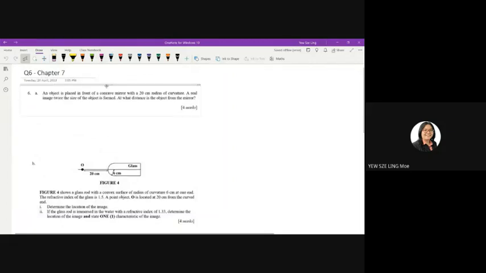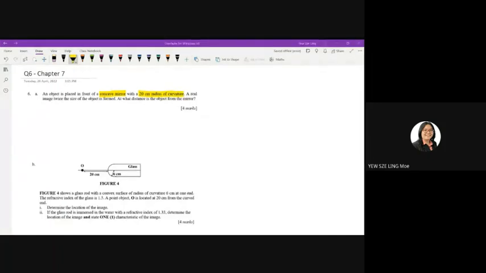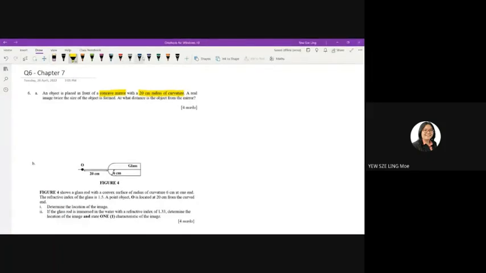Question 6a: an object is placed in front of a concave mirror. The first keyword given is concave mirror with a 20 cm radius of curvature. So this 20 cm is R, not your focal length. Be extra careful with this value. This is R, but not F. The second keyword given in the question is a real image.